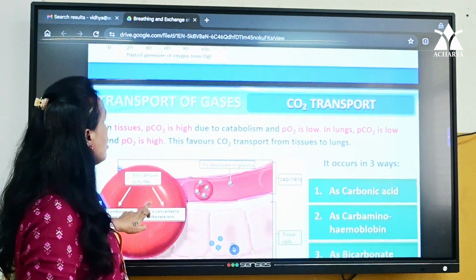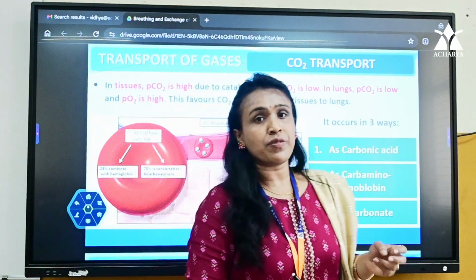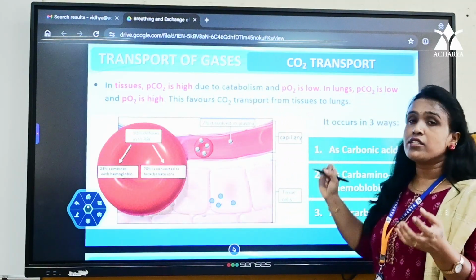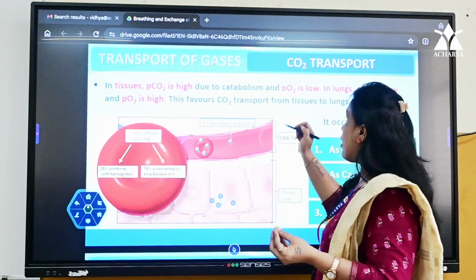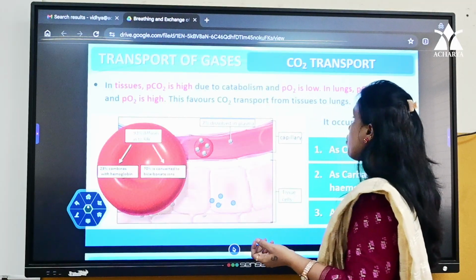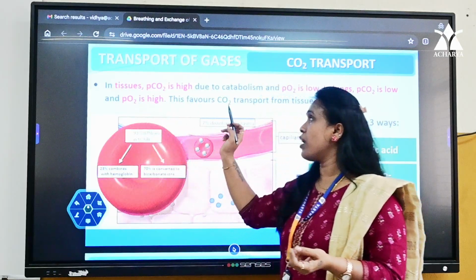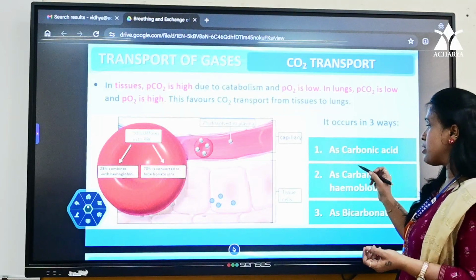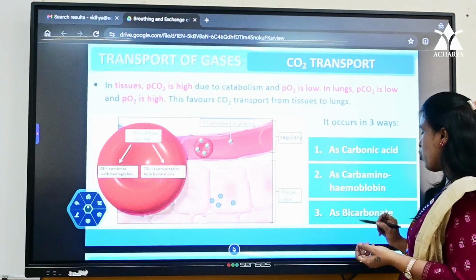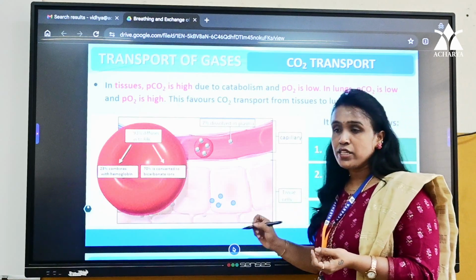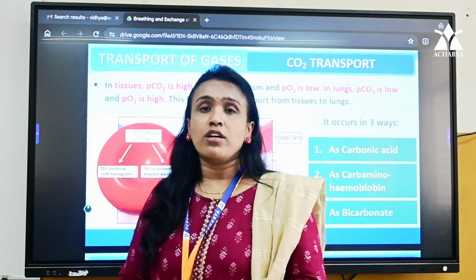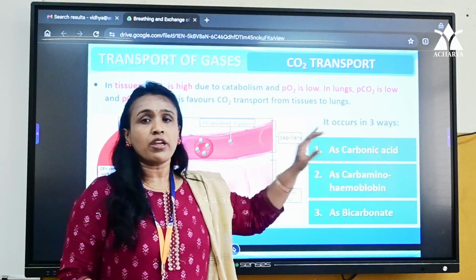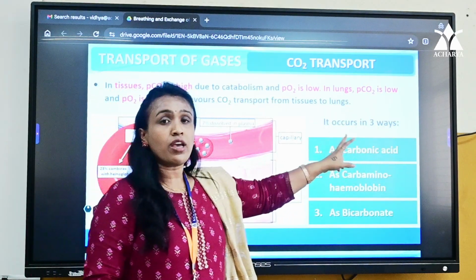Next, coming to the transportation of carbon dioxide. In tissues, carbon dioxide is high due to catabolism, that is the metabolism of glucose, and PO2 is low. In lungs, CO2 is low and PO2 is high. This favors carbon dioxide transport from tissues to the lungs. It occurs in three ways: as carbonic acid, as carbaminohemoglobin, and as bicarbonate. In the presence of carbonic anhydrase enzyme, carbon dioxide dissolves in water of the plasma to form H2CO3, that is carbonic acid.